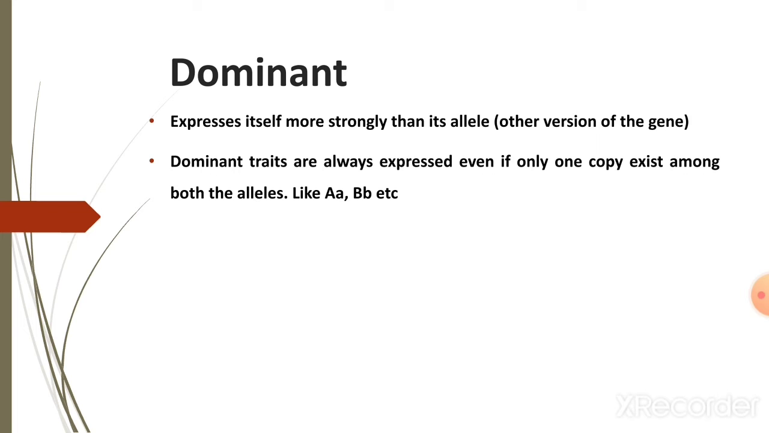Look at the second example, capital B, small b. So likewise, we can write the genotype of a heterozygous organism. The dominant allele is always denoted or written by a capital letter.